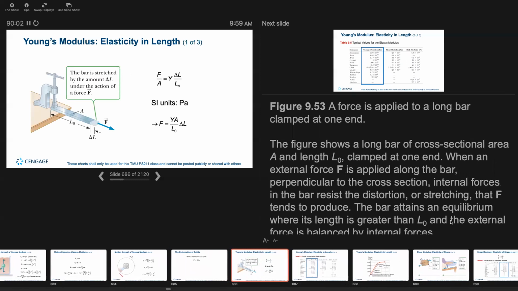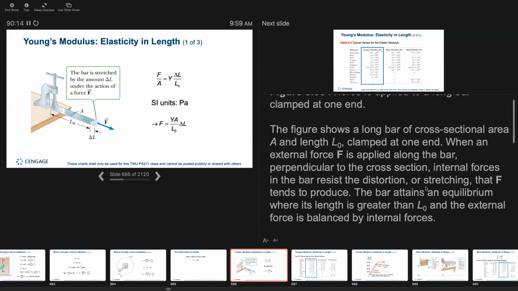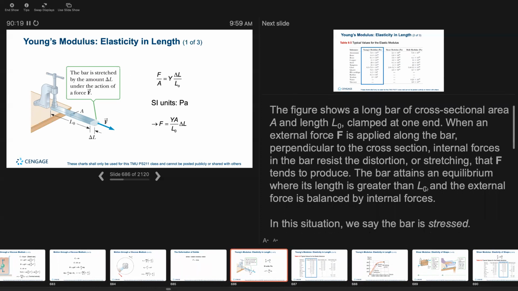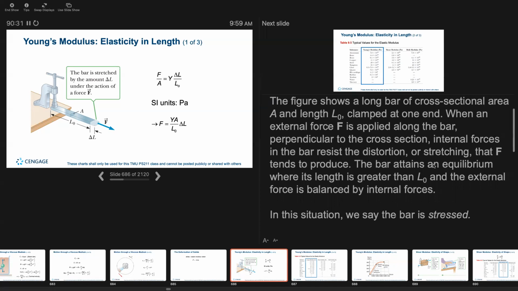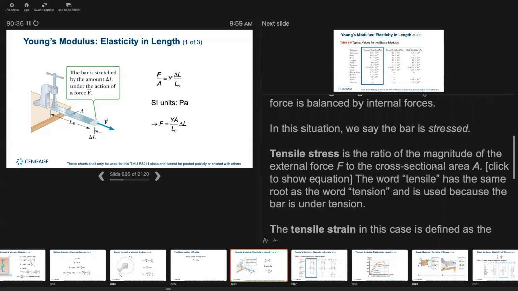So here we have an illustration of a force applied to a long bar clamped at one end. The figure shows a long bar of cross-sectional area A and length L sub 0 clamped at one end, where an external force F is applied along the bar perpendicular to the cross-section. Internal forces in the bar resist the distortion or stretching that F tends to produce. The bar attains an equilibrium where its length is greater than L sub 0, and the external force is balanced by internal forces. In this situation, we say that the bar is stretched.